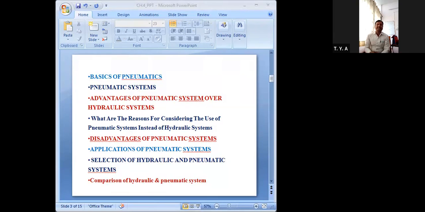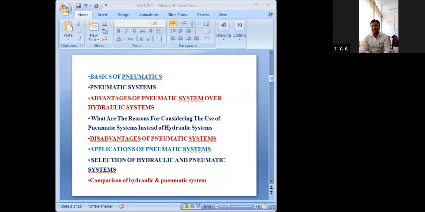Again, the second reason is that the viscosity of air is much lesser than that of oil. Therefore, the pneumatic system experiences lesser frictional pressure drop and lower power. It requires lower power than our hydraulic system.